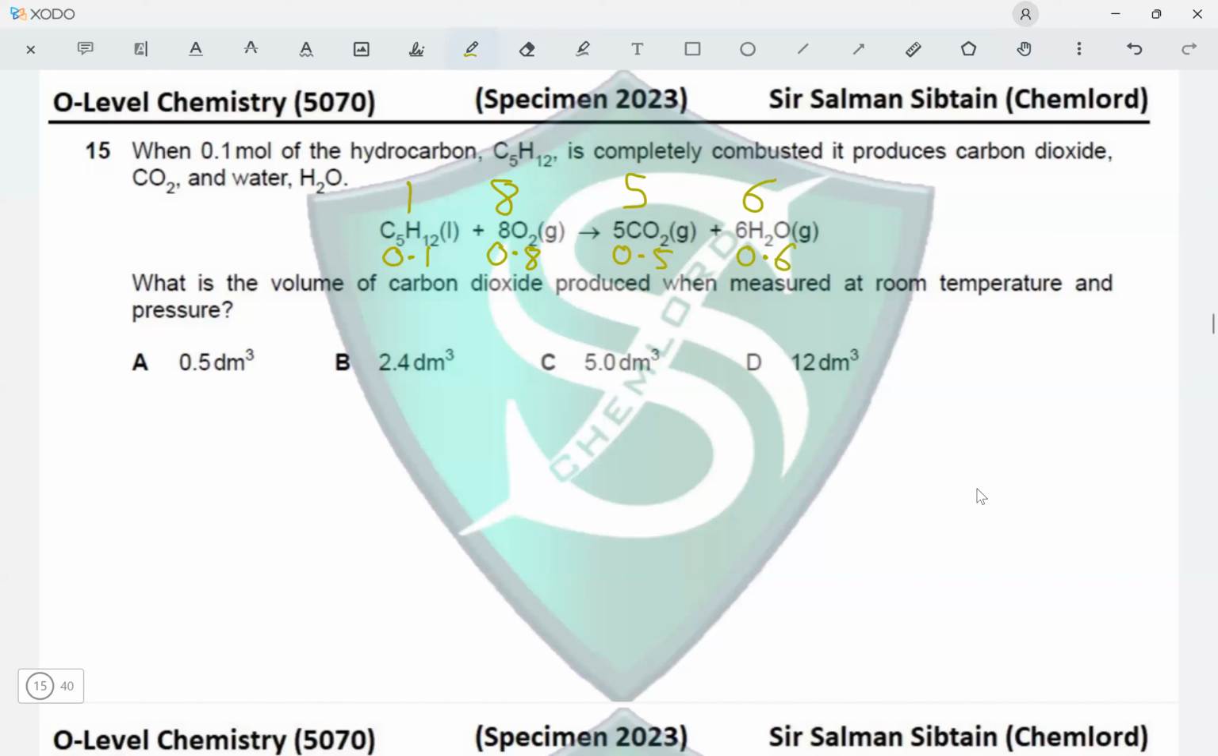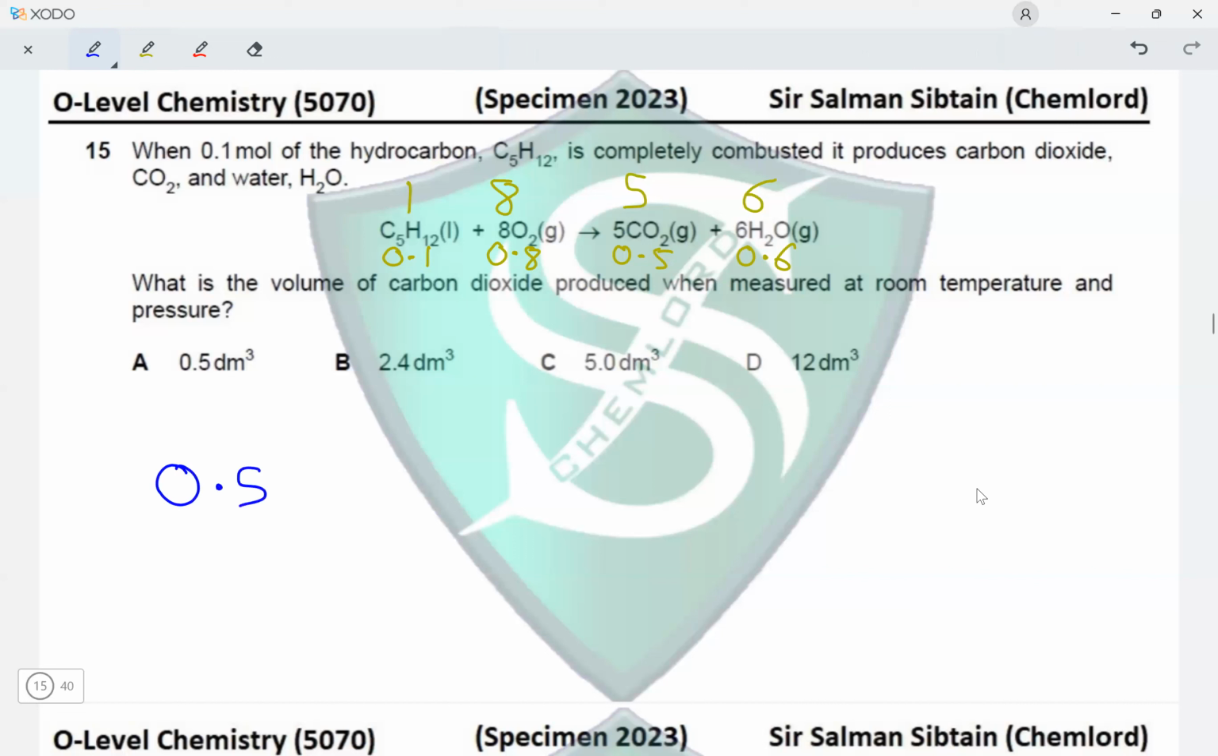So now we have obtained the moles of carbon dioxide, which they are asking us in the next part. What is the volume of carbon dioxide produced when measured at room temperature and pressure? So the number of moles of carbon dioxide obtained is 0.5.